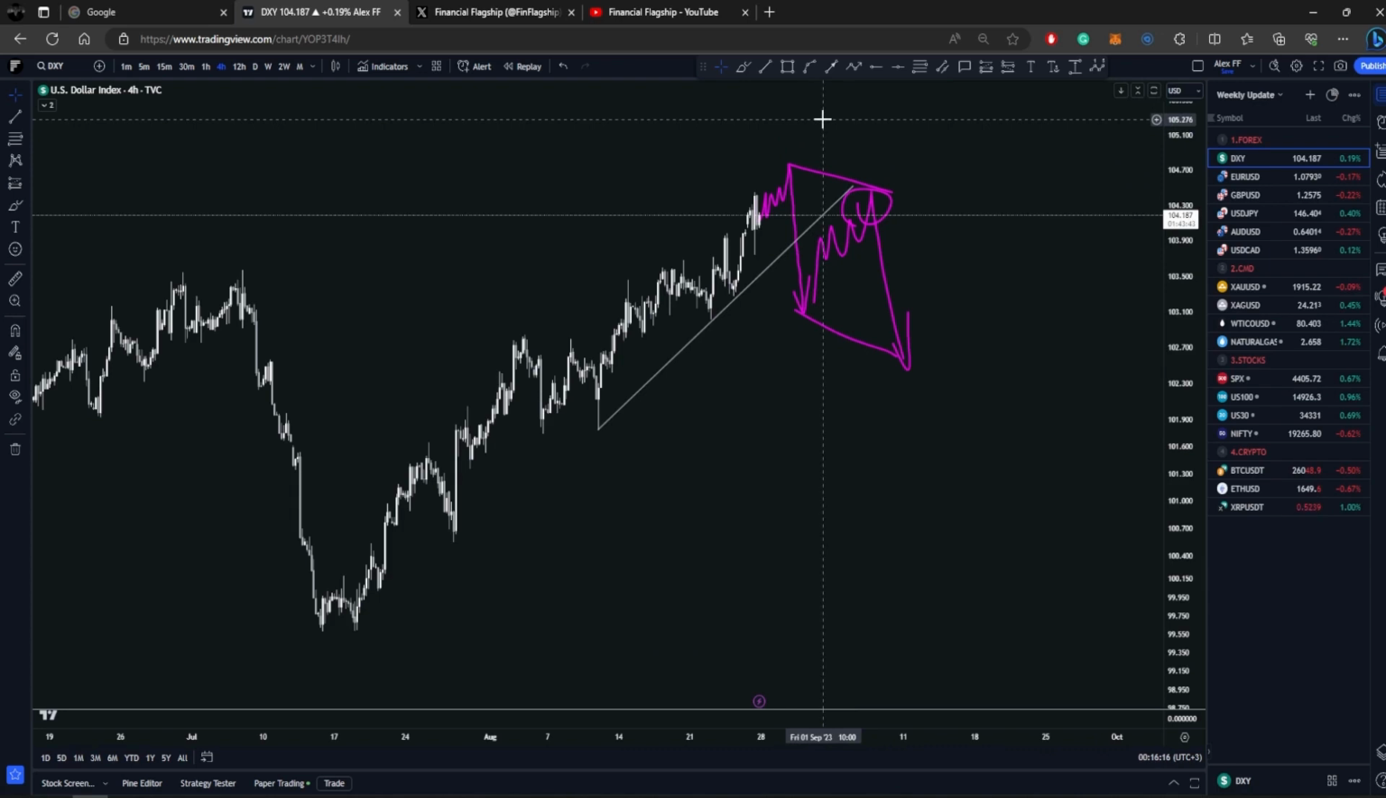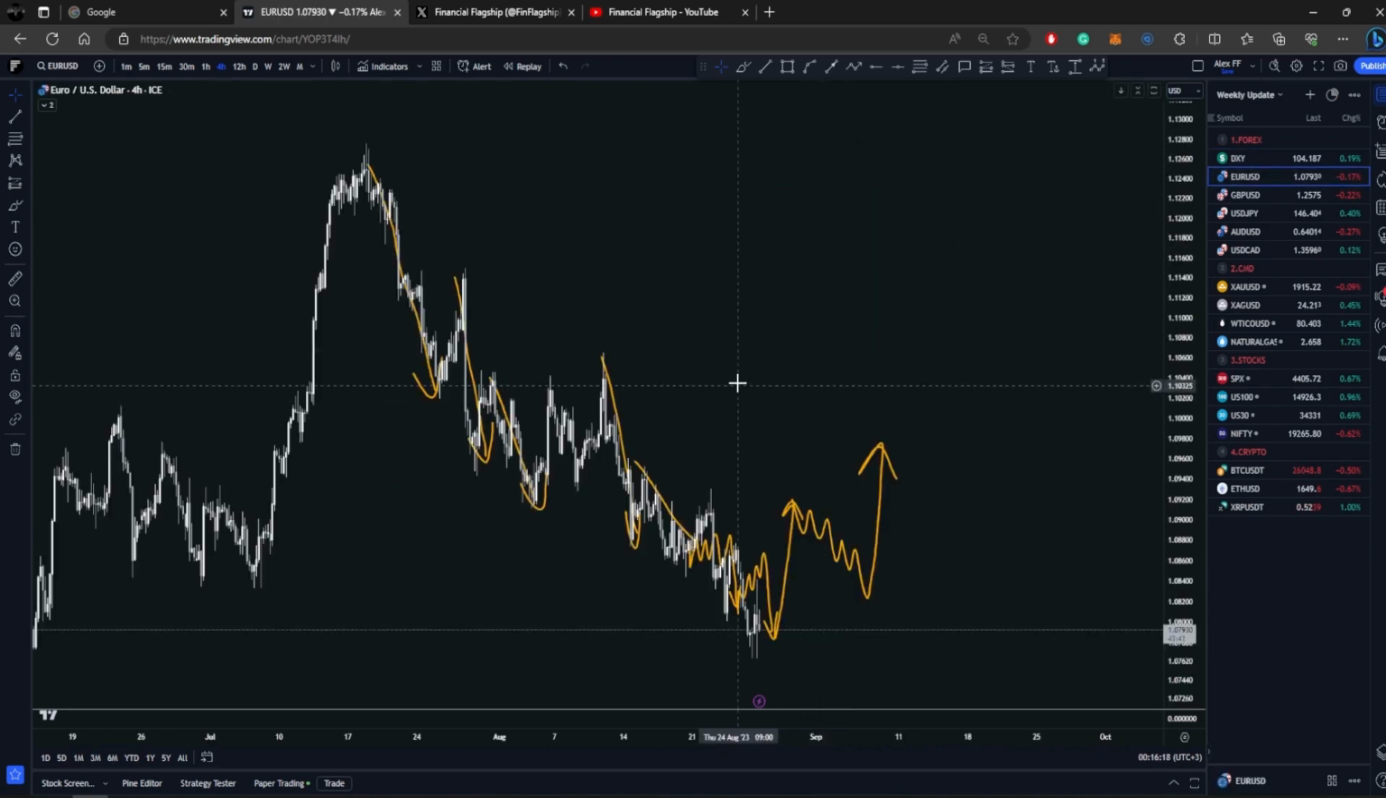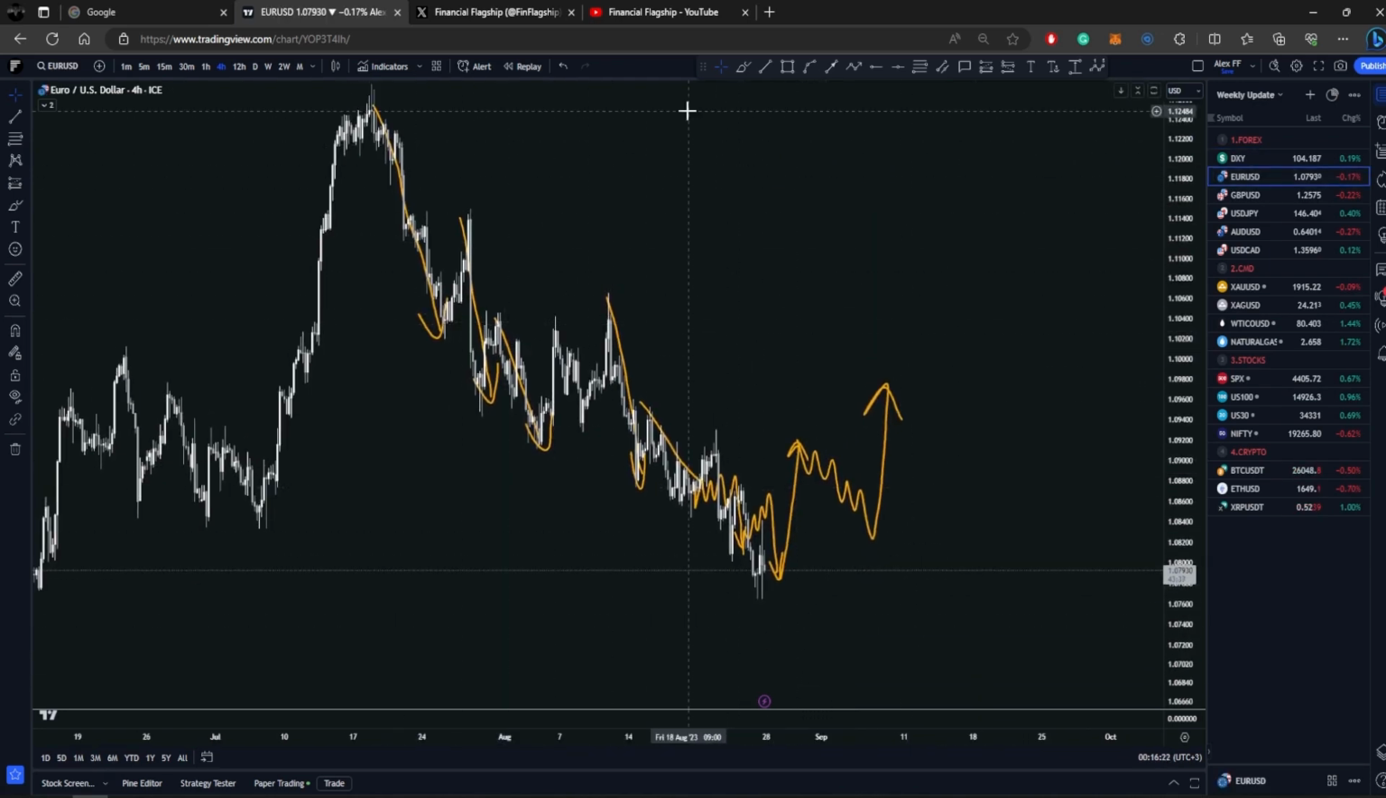So now let's move on to EURUSD. And as I was saying last week, you can see here from the drawings on my chart that I was expecting the price to continue to make lower lows here and at some point to start a consolidation. We didn't get this consolidation, but instead the price dropped exactly as we expected it to do.